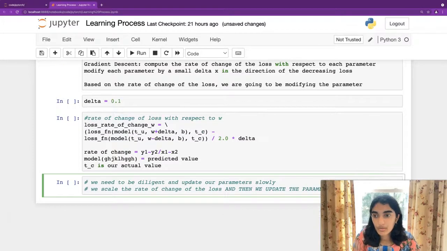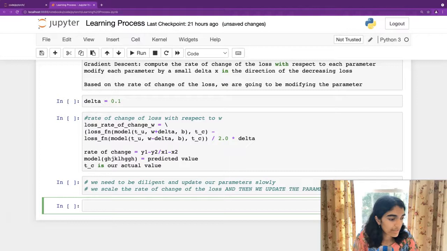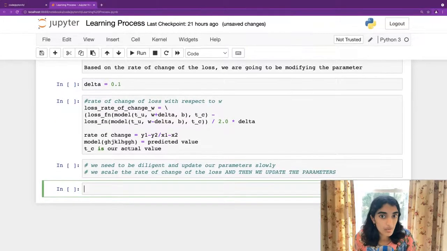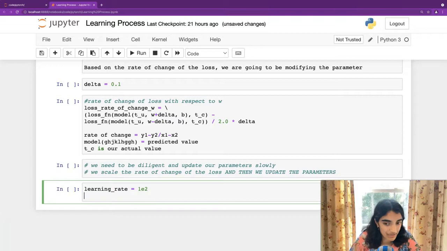Okay, so what we do is we have this other hyperparameter. We call it a hyperparameter, which is something we can play around with, and we'll talk more about that later. But applying a change to W that's proportional to the rate of change is good. But like I said, we need to update it slowly. So we're going to define a new thing called a learning rate. And this is the value we scale that rate of change by. So let's say 1E2. It needs to be a really small number.